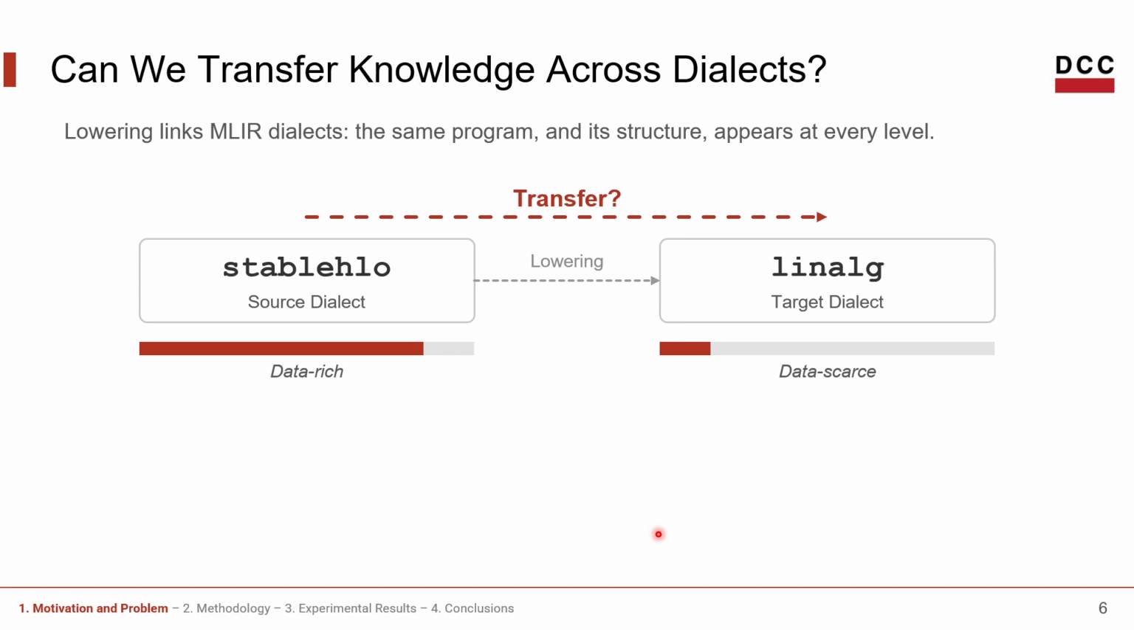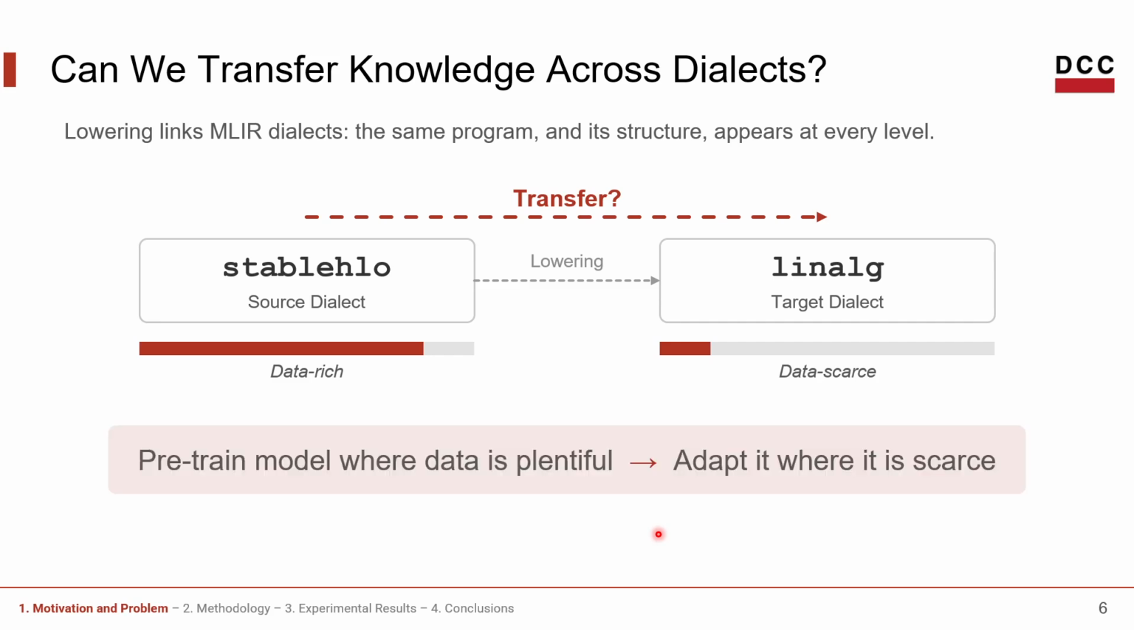And what that means is that I can have a one-time pre-training where data is plentiful and only adapt where it is scarce and when needed. So in the example here, I have StableHLO as the source dialect and Linalg as the target dialect, which is actually the configuration I use for most of the experiments.